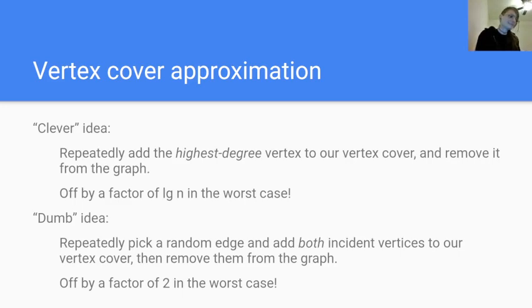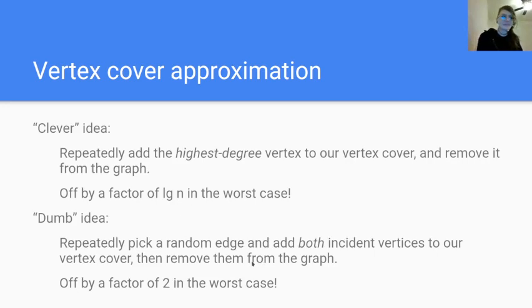You might think that's not so bad. It's off by log n. But it is bad, because there's a very obvious approximation algorithm. This is our dumb idea. This is the student at the back of the class who doesn't pay attention, raises their hand and proposes this idea.